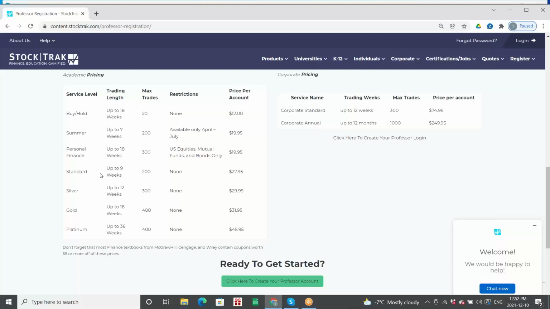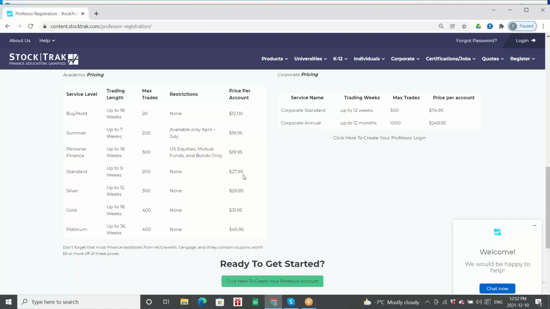The way StockTrak works, it works on the principle of X number of weeks, based on the service level. So for example, if you were looking at the standard program, your students would be using StockTrak for a 9-week period. They would get X number of trades, and this would be the cost associated with using StockTrak on a per semester basis. Now, we do have various other kinds of programs.